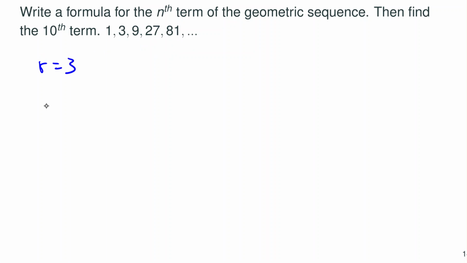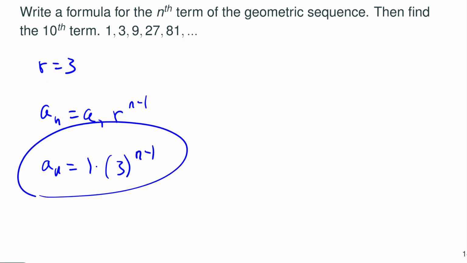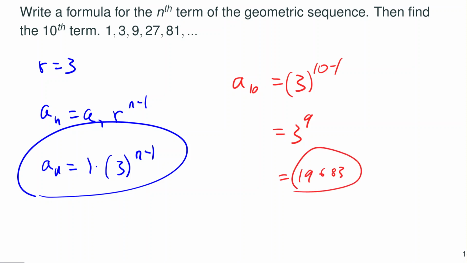So then let's come up with the nth term formula. The nth term formula is the first term times the common ratio to the n minus 1. So in this case, the first term is 1, and the common ratio is 3, to the n minus 1. So this is the nth term formula. And using this, we can plug 10 in to find the 10th term. Plug 10 in. 3 raised to 10 minus 1 is 3 to the 9th power. And 3 to the 9th power is 19683. So this is the 10th term of this sequence.